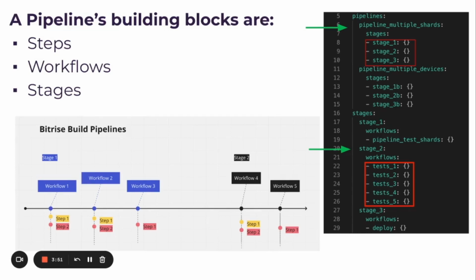In Bitrise, there are hundreds of thousands of open source steps in the step library. You can also create your own step and share with other users. By connecting different steps, setting up environment variables and other configurations for a single Bitrise run, you get a workflow. And by grouping multiple workflows that you want to run in parallel, you get a stage.